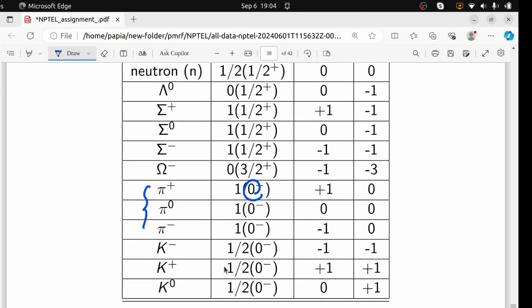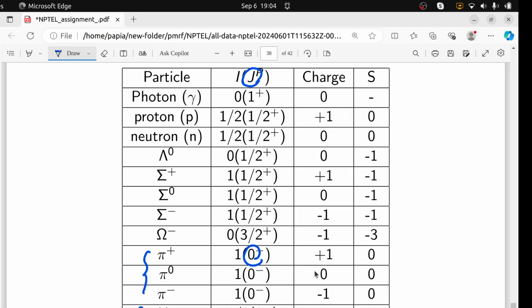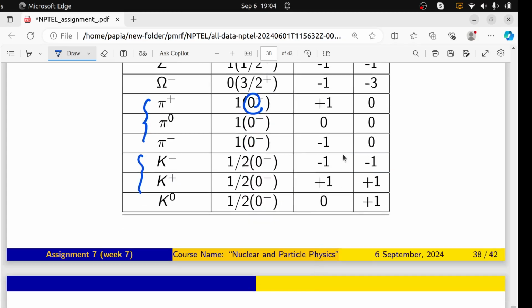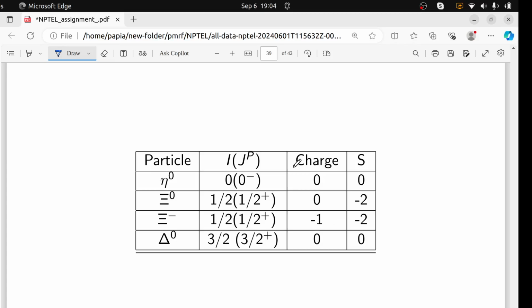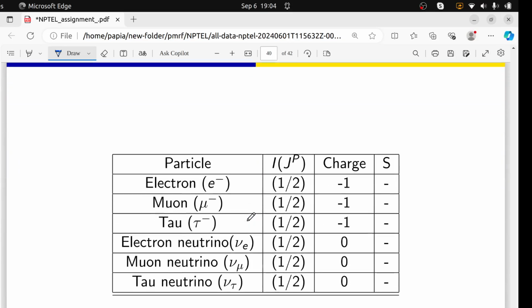I mean what we were talking about, K minus, K plus, K0, these are all mesons. So obviously 0, 0, 0 and then minus, minus, minus. Minus is nothing but the parity. And this is the charge, and S is the strangeness quantum number. Now in the next table, I have mentioned some of the neutral particles: eta 0, cascade 0, lambda 0, oh, cascade minus is also there. Whatever the possible things are, we have mentioned. Now in the next one, I have mentioned all the leptons like e minus, mu minus, tau minus, nu e, nu tau, all these things.